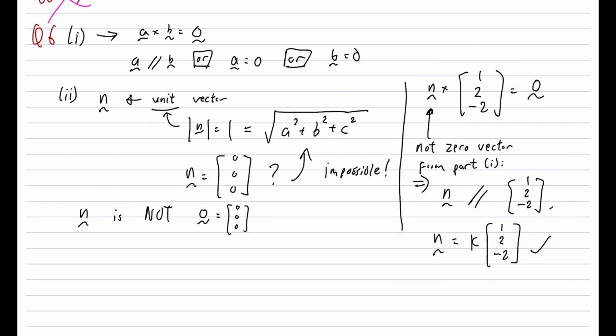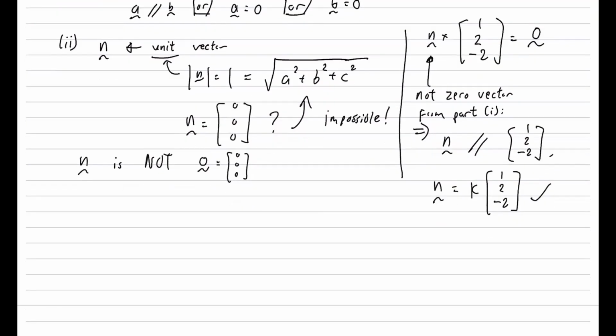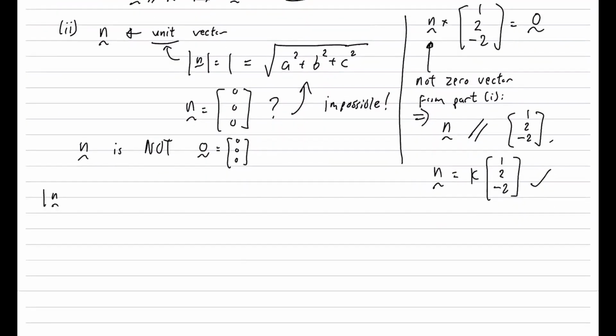Yeah, correct. We need to use that information in the sense that vector n here is a unit vector. Correct or not? Yeah. So that means that the modulus of n is equal to 1. Agree so far? Yeah. But if you take modulus of n, it's the same as modulus of k times 1, 2, negative 2. Right? Yes? Yeah. Okay. Then now how to solve for k?